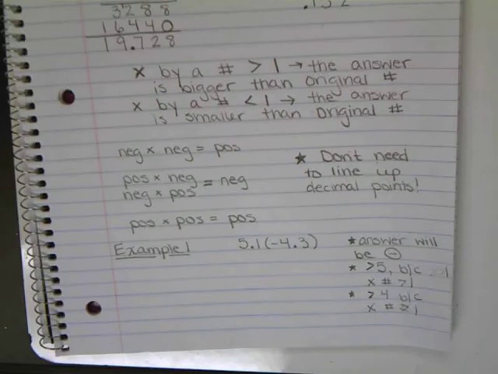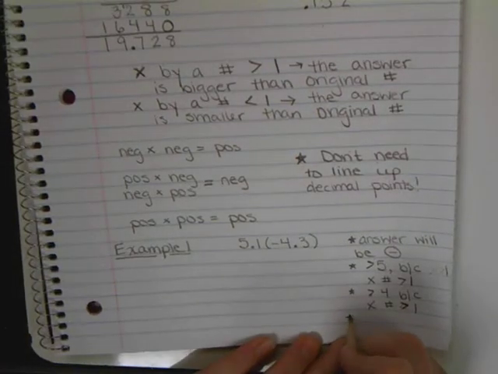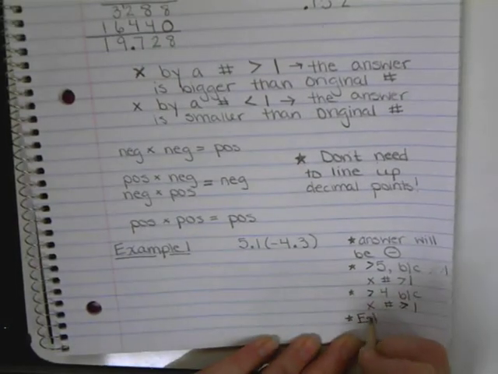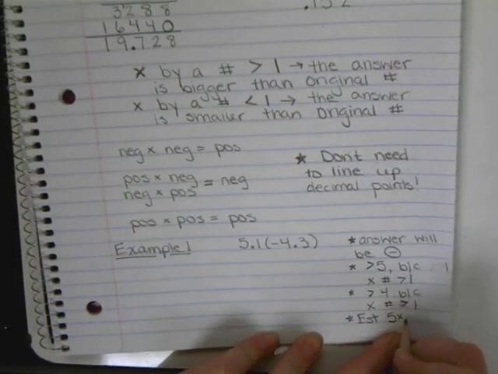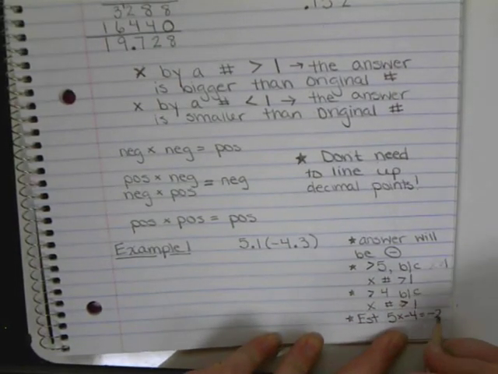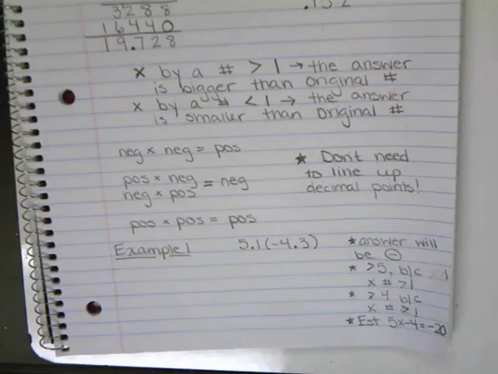About where would you expect my answer to be? Because we should always be estimating. About where or how big or how small do you think my answer is going to be? Negative 20. Good. So if I estimate, it's going to be about 5 times negative 4, so it's going to be around negative 20-ish. That's what I'm expecting.